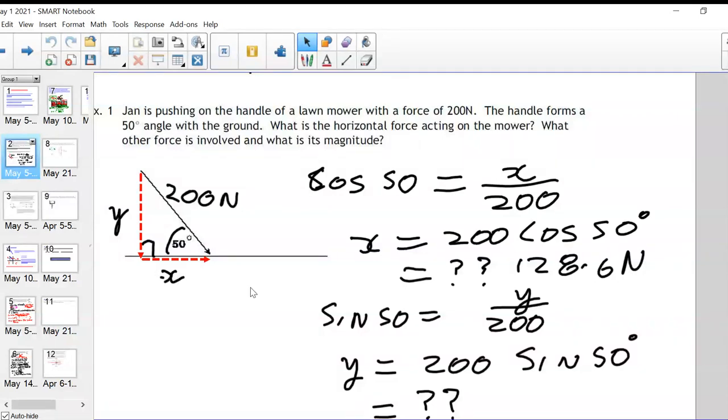We could figure out the horizontal component by using cosine. So I always said, think of cosine as your x, think of sine as your y, when you're trying to find those two components, breaking down the vector into those two components.